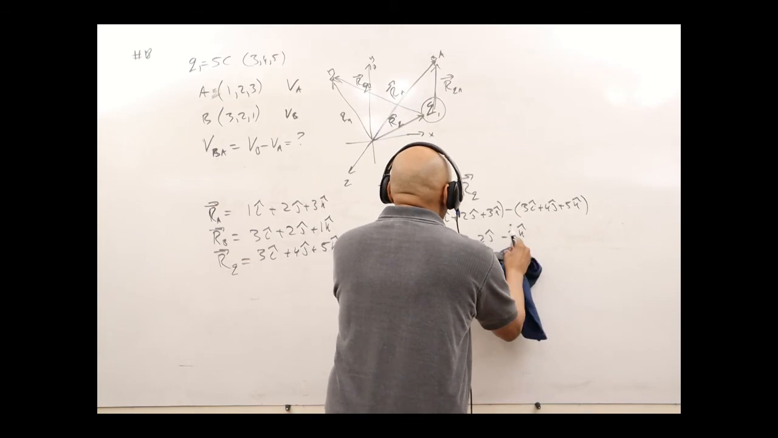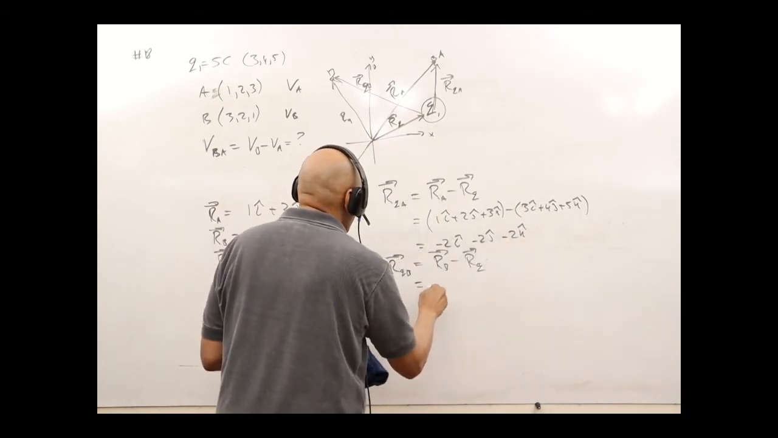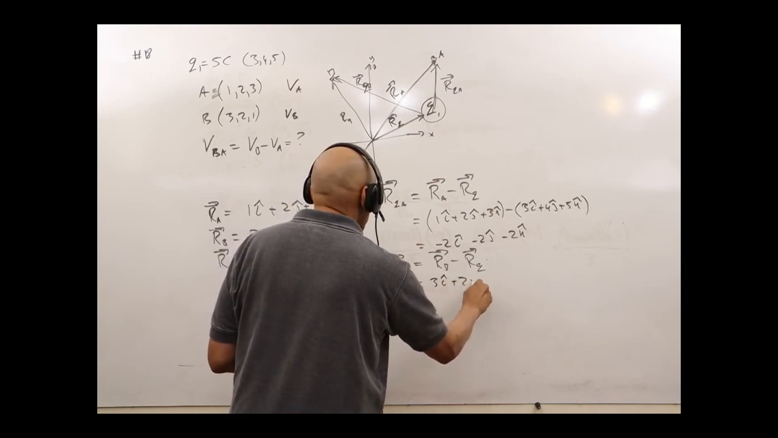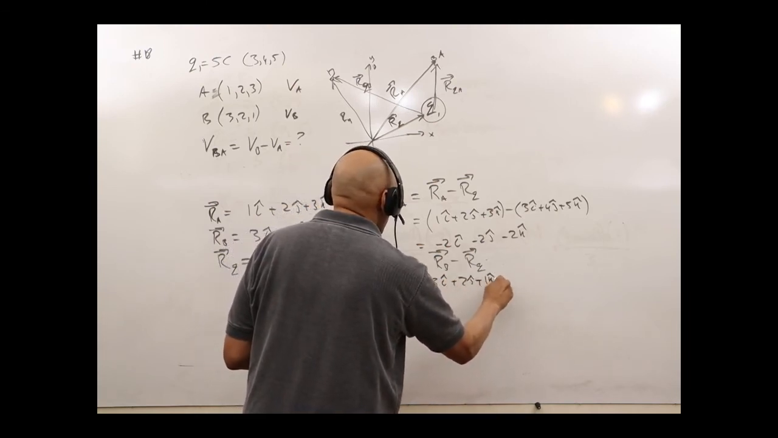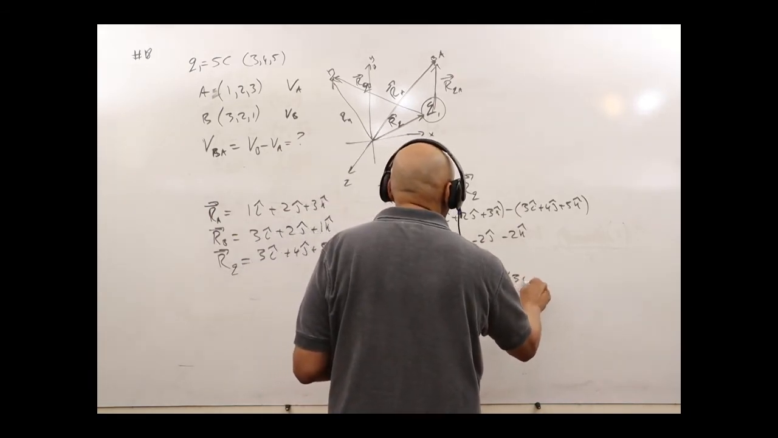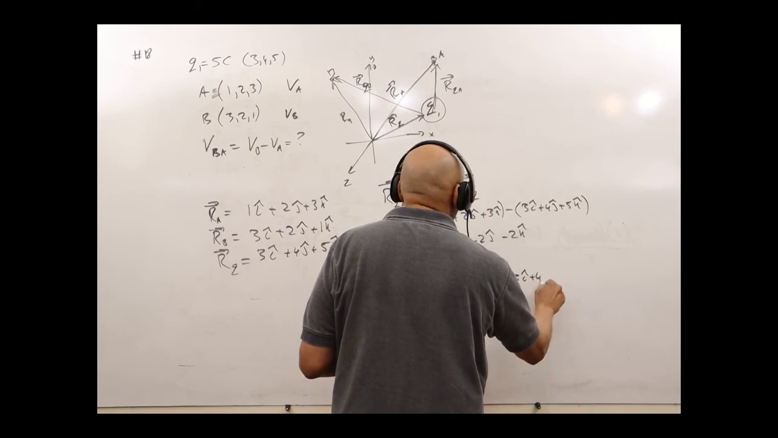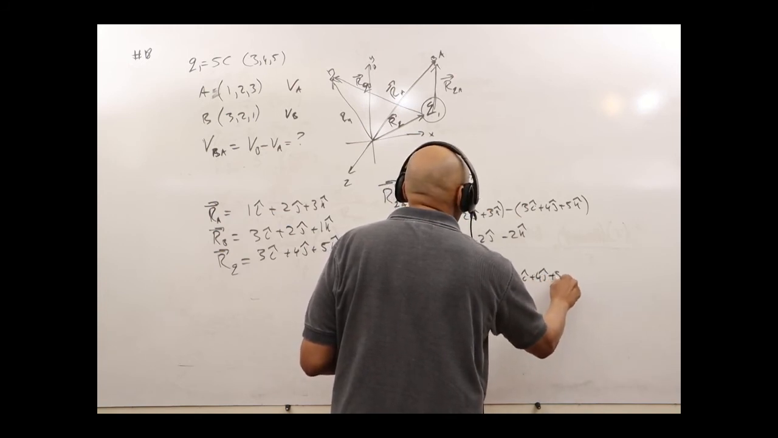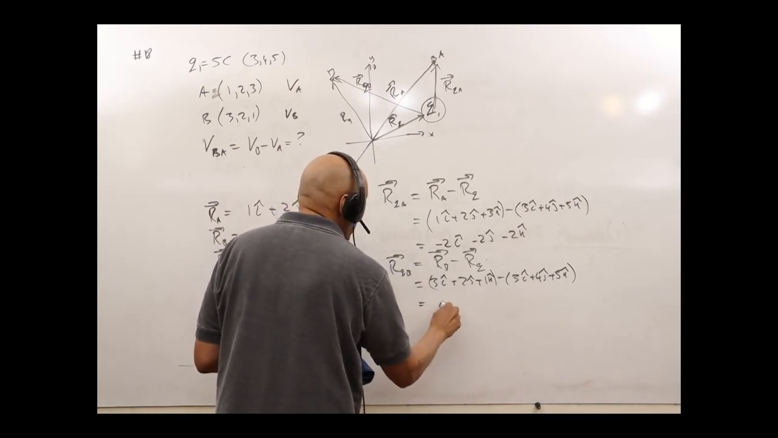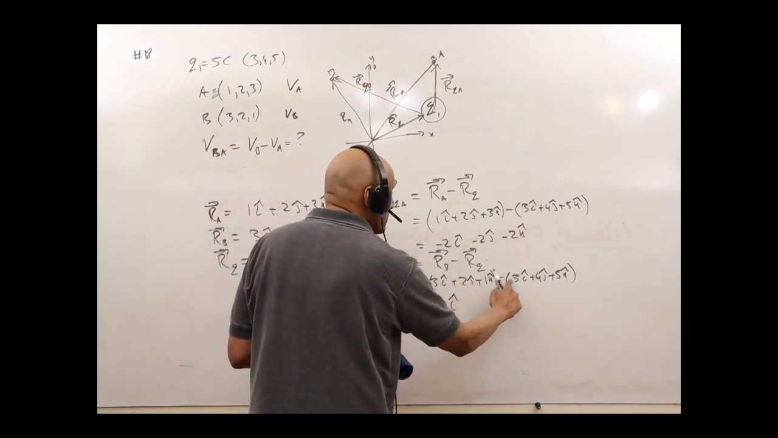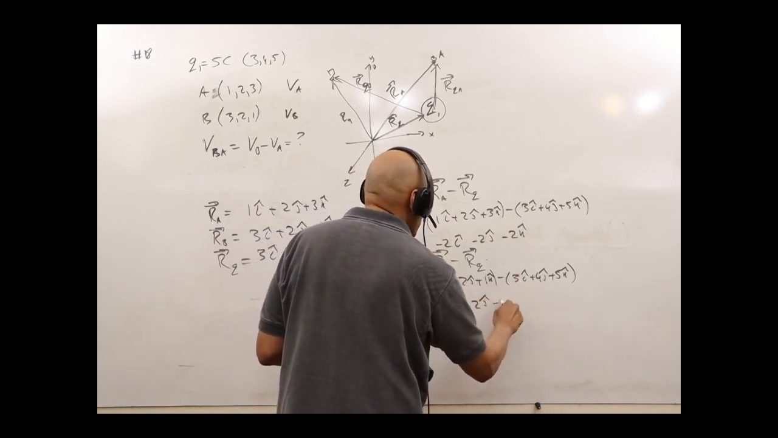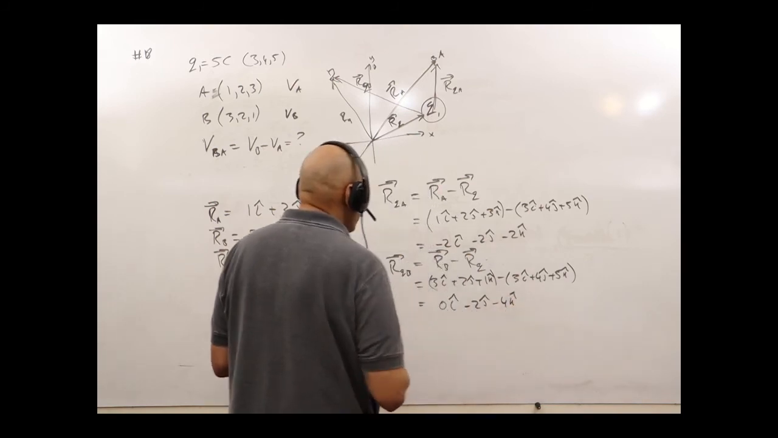Actually, you know what? I will put it on the next line just in case. Okay, so this is R3: 3i plus 2j plus 1k, minus RQ, which is 3i plus 4j plus 5k. So 3 minus 3 is 0i, 2 minus 4 is negative 2j, 1 minus 5 is negative 4k. Okay, so we have the position vectors.